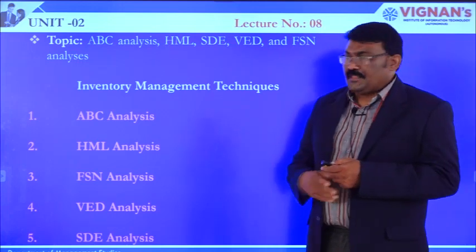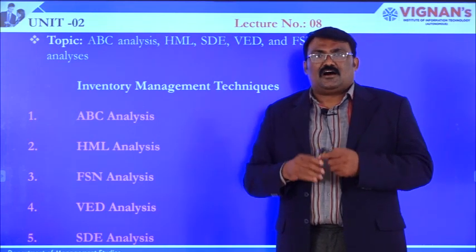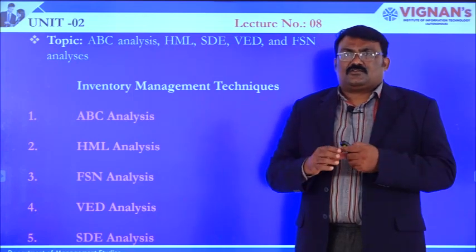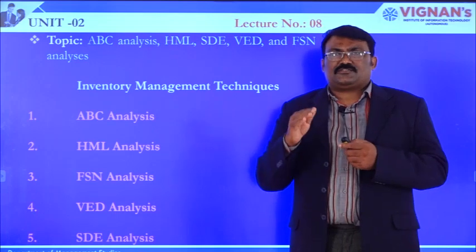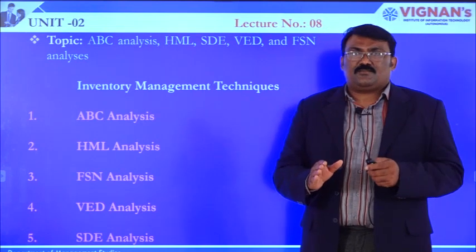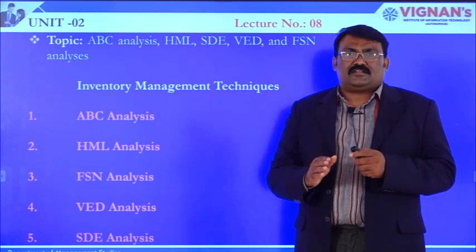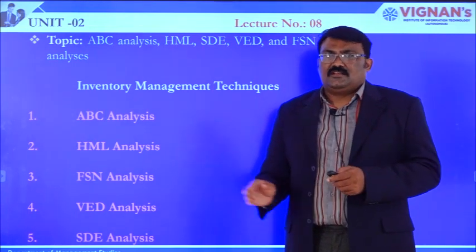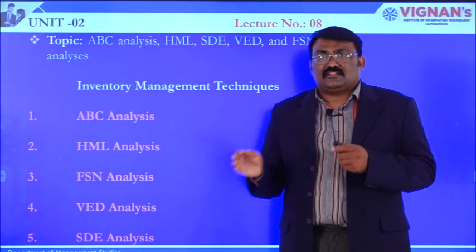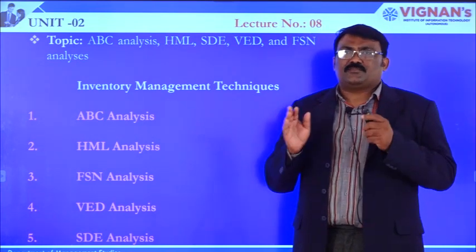For example, if I take ABC analysis, it means always best control, right? Always best control has a ratio of 70-20-10, where 70% of the raw material cost only 10%, 20% of the raw material cost 20% and the 10% of the raw material cost 70%. Like that, every individual technique has its own applications.